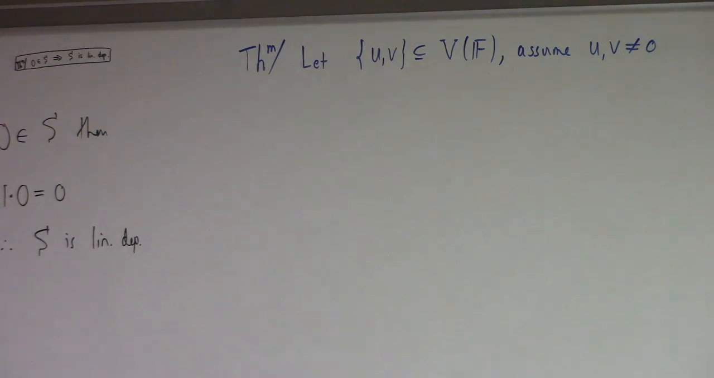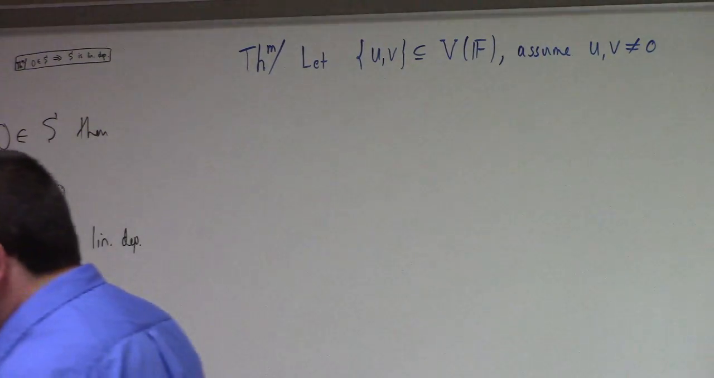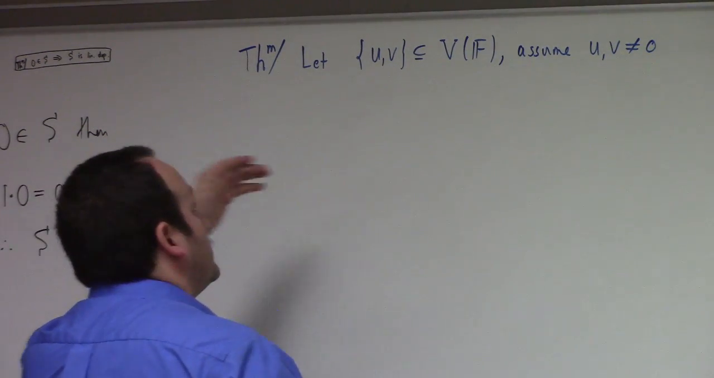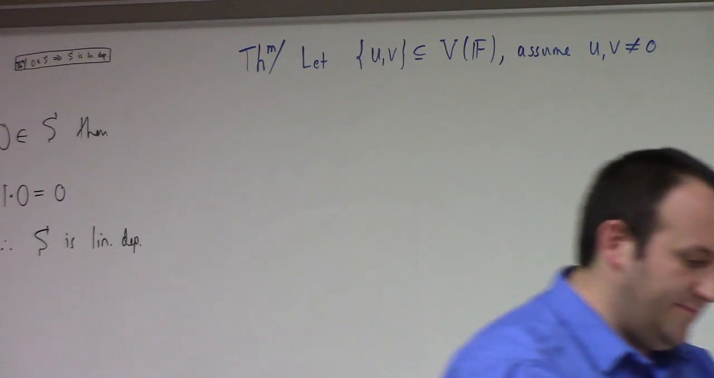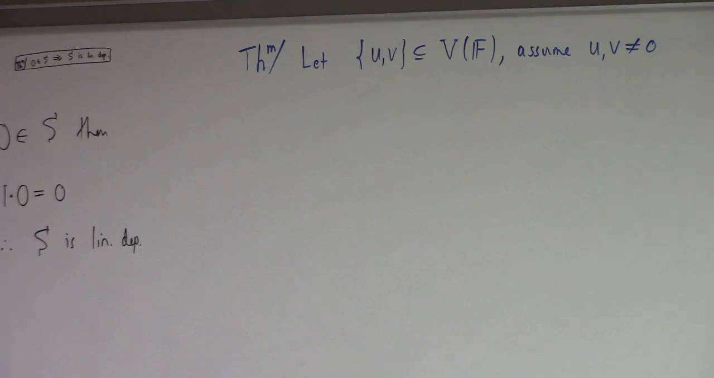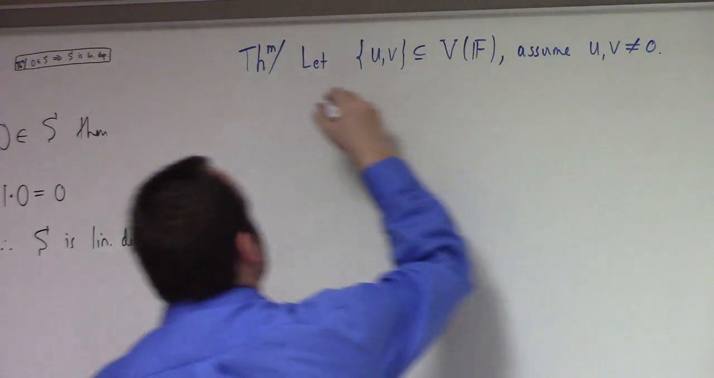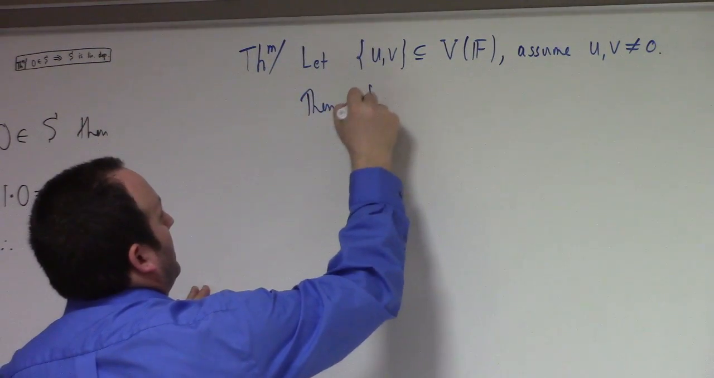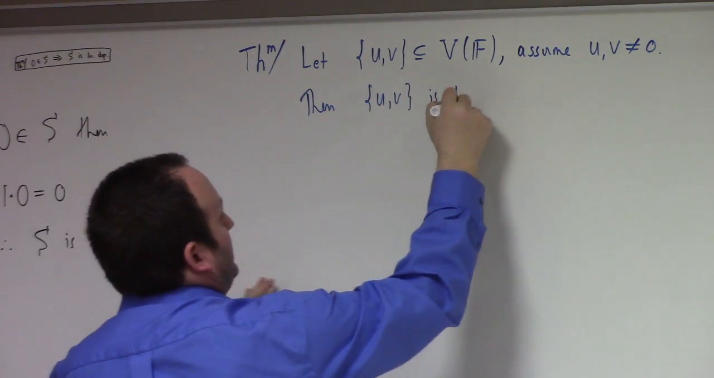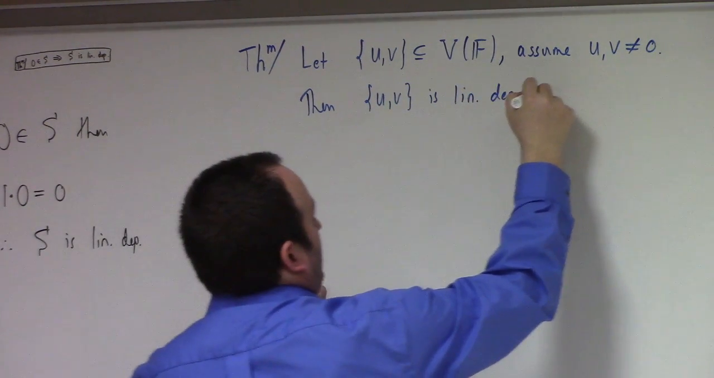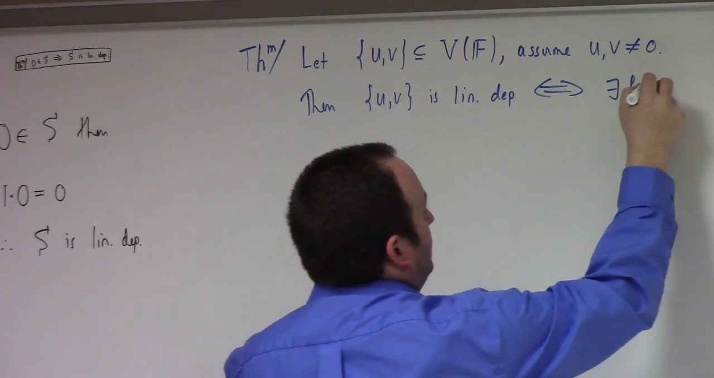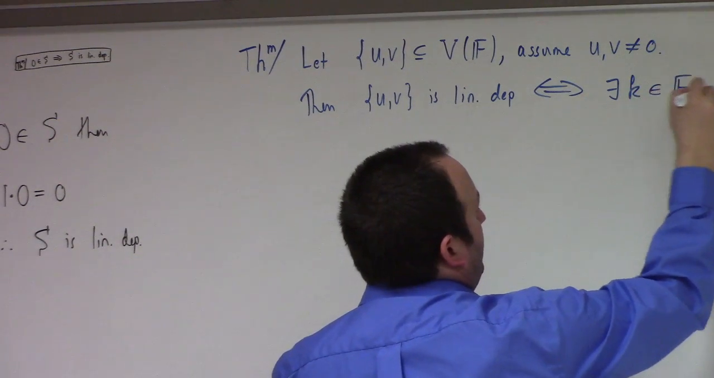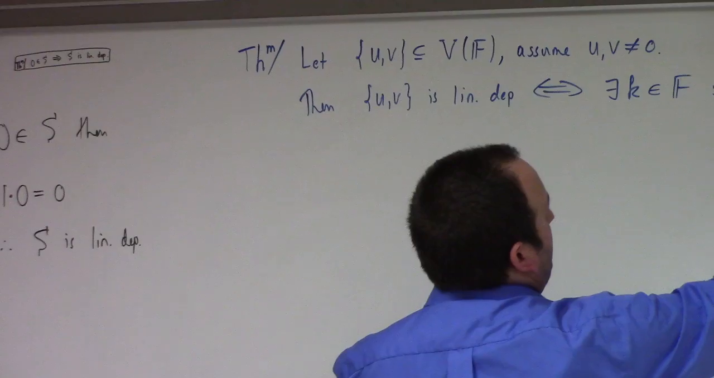The proof is just what I wrote on the board. Okay. All right. So if you have two vectors in the set, U and V in a vector space, assume they're non-zero vectors. If either of them is the zero vector, we're done. It's linearly dependent, so that's not interesting. Let's assume they're non-zero. Then U, V is linearly dependent if and only if there exists some scalar k in the field such that V is equal to k times U.